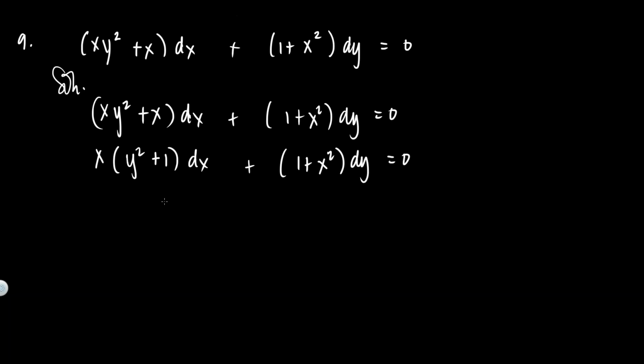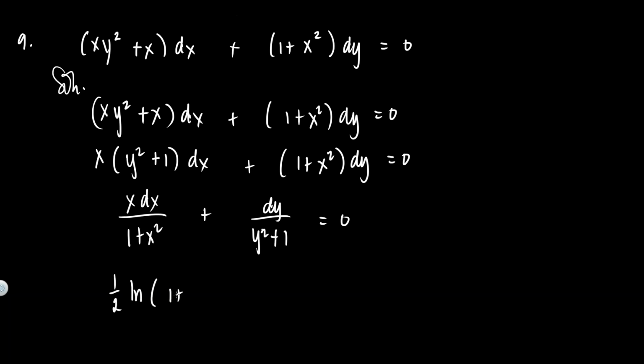So, separate the variables. So, we have x dx over 1 plus x squared. Okay, and dy over y squared plus 1 equals 0. Okay? Then, integrate. So, ang integral nito? If we let u be equal to 1 plus x squared, so meron pa dito, derivative of u is 2x dx. So, meron ka pang 2. So, we need to introduce 1/2 outside. So, 1/2 ln of 1 plus x squared.